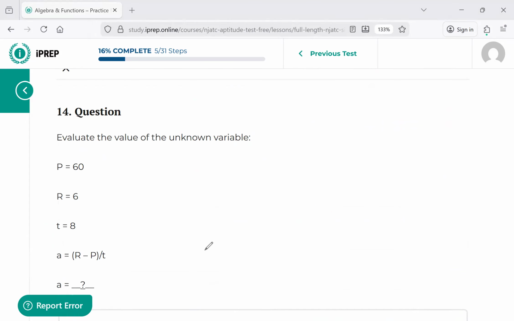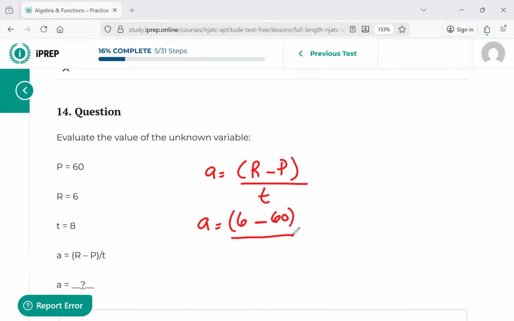Okay, so 14. If p equals 60, r equals 6, t equals 8, what is a equals r minus p all over t? So if you don't like the slanted line, you can rewrite it as horizontal, if it makes it easier. So you can rewrite this as a equals r minus p all over t. So r is 6 minus p is 60 all over t, which is 8. And then 6 minus 60 is negative 54 divided by 8.